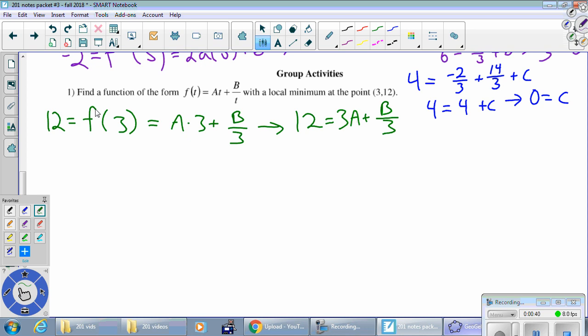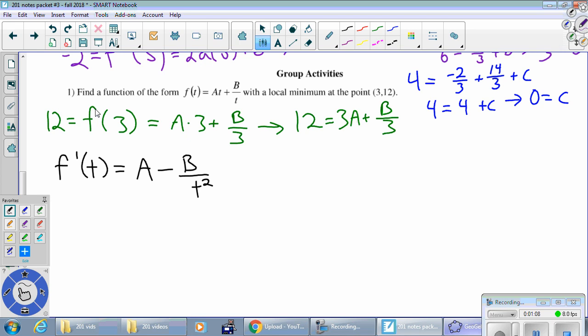Now I know minimums have to do with derivatives, so I think it's time to take a derivative of this function. Remember, t is the variable, a and b are constants, so the derivative of at is a plus, now b over t. You could use the quotient rule, but this is really a constant over x whose derivative is negative the constant over x squared. It's that shortcut coming up again. So there's my derivative, and it says we're supposed to have a local minimum at the point (3, 12).